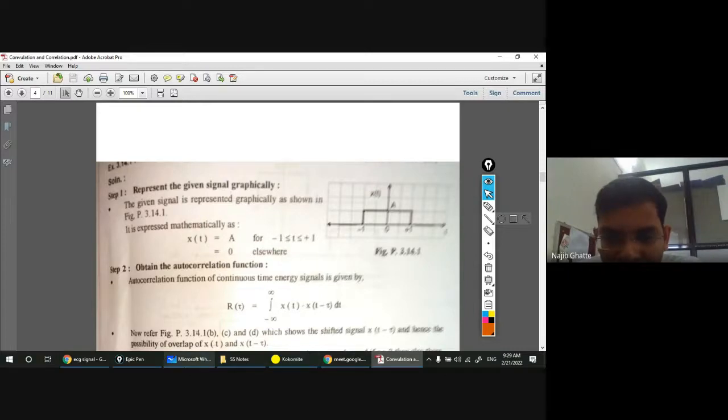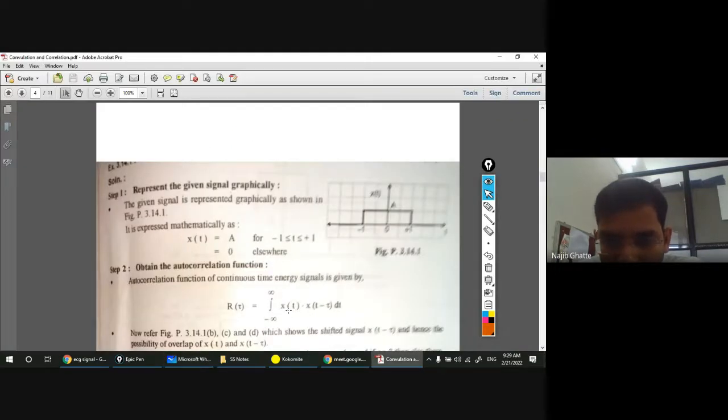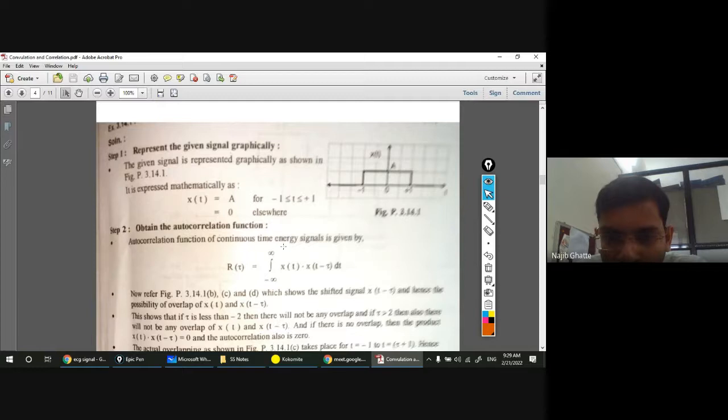Why auto? Because we have understood that in case of auto you are given only one signal, that is x of t. See, x of t times h of t minus tau. This question is in front of us. It is basically a rectangular pulse ranging from -1 to +1, with height a and a width of 2 units. Now you have to perform autocorrelation: x of t times x of t minus tau.